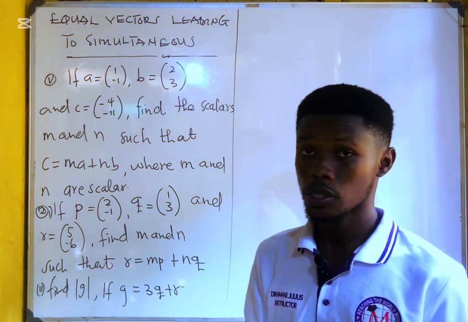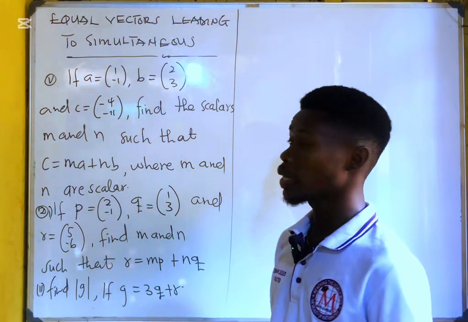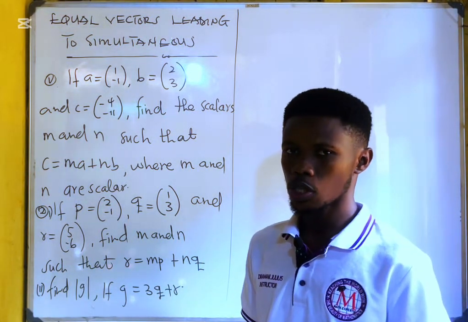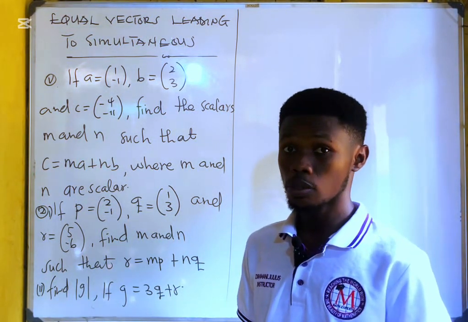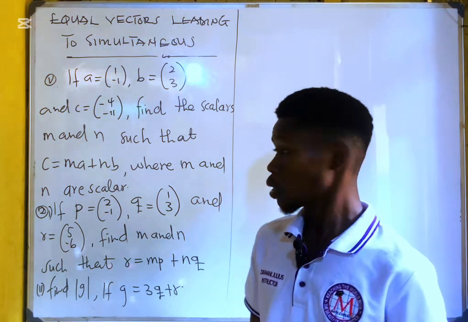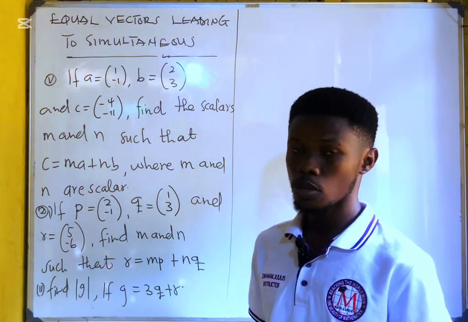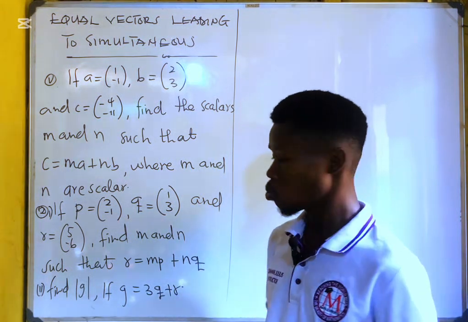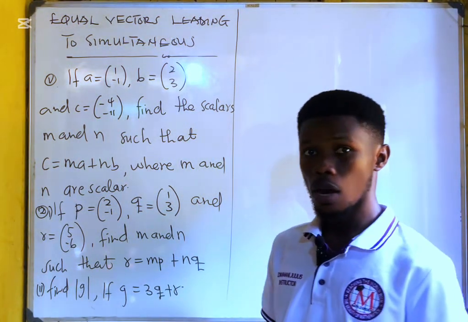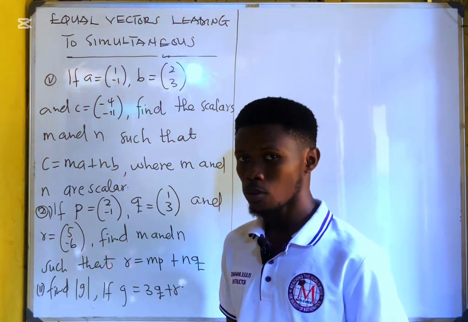Okay, so we are going to start with equal vectors and equal vectors leading to simultaneous equations. Already we have done equality of vectors, or vector equality, and we are going to look at where these equal vectors lead towards a simultaneous equation. So that's what we are going to do. But what exactly is a simultaneous equation?